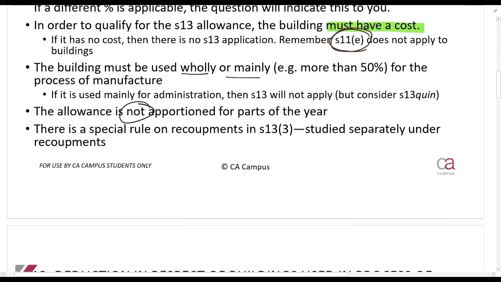Right, please note, you do not apportion this allowance for the year. And please note, there is a special recoupment rule under section 13.3, which you will study separately under recoupments.